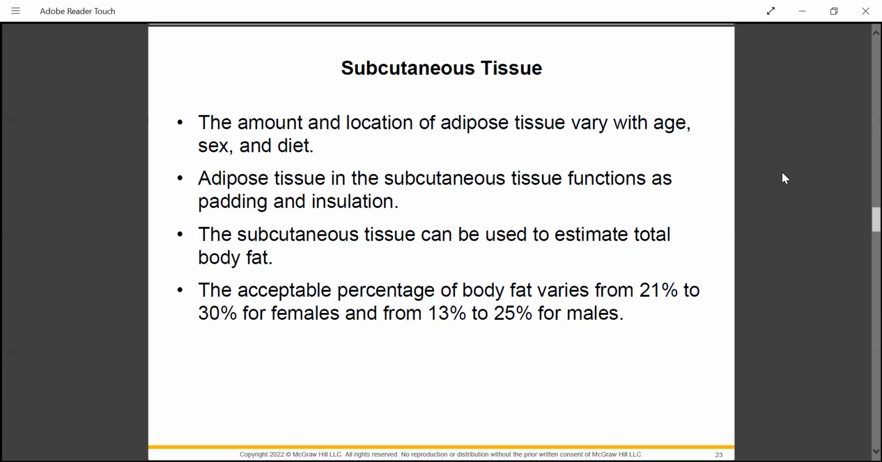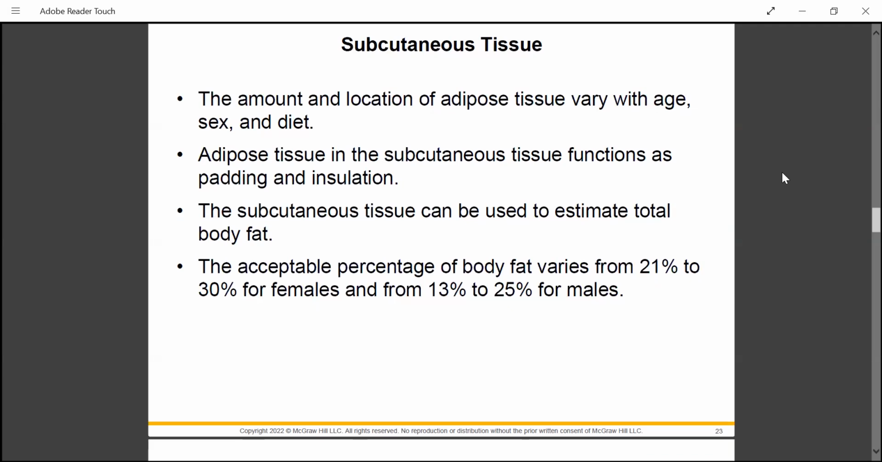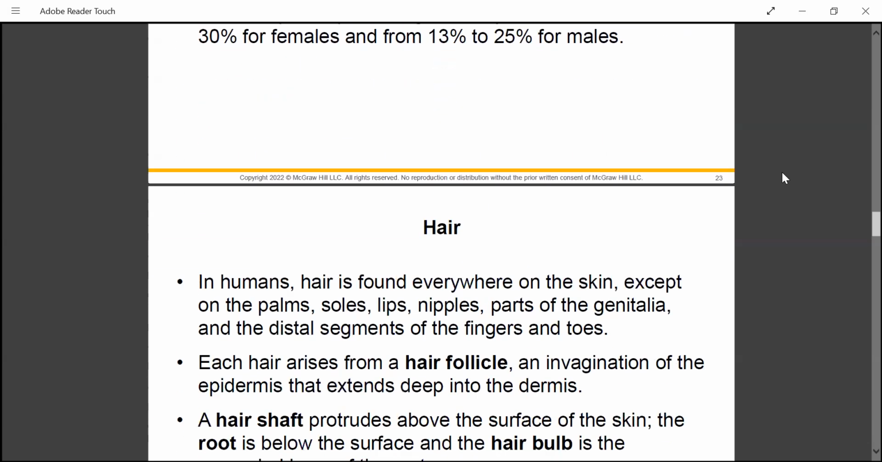Subcutaneous tissue is often used to estimate our total body fat, and the total body fat norms vary depending on whether you're male or female. So for females, we have a higher body fat percentage, 21 to 30. For males, it's 13 to 25. You certainly will see people that are lower than this and higher than this. We don't want our body fat to get too low because fat does perform essential functions and provide essential materials. But you also obviously don't want it to get too high. That can be quite unhealthy.